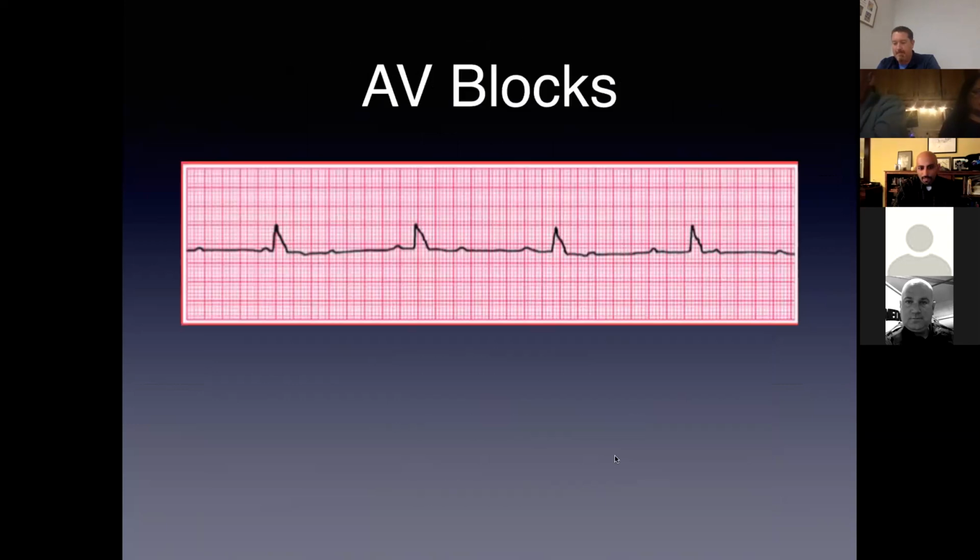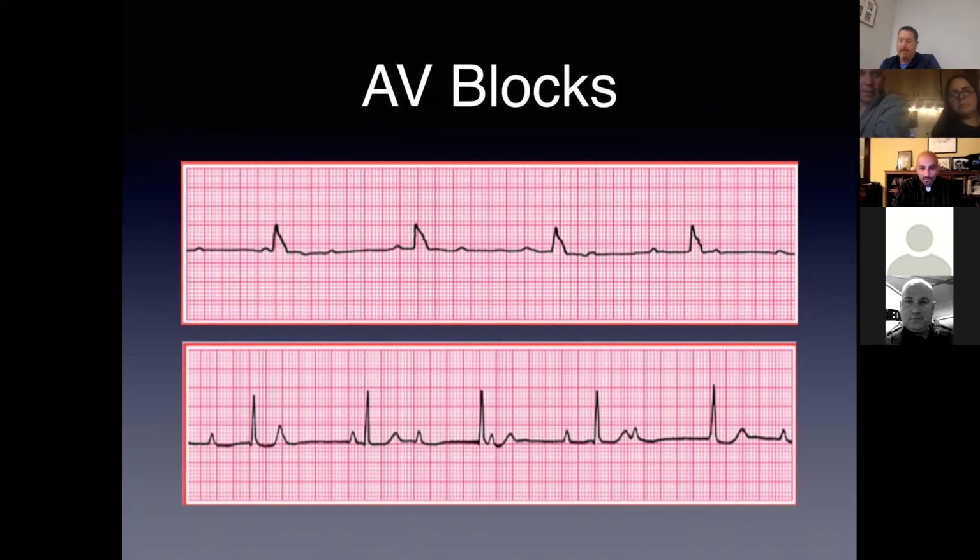So let's get through this again. What do we have here? That's a third degree. Third degree, right? There's more P's than QRSs, and the QRSs are perfectly regular. There's no grouping of QRSs. That's third degree. What about here? Still third degree, I think.